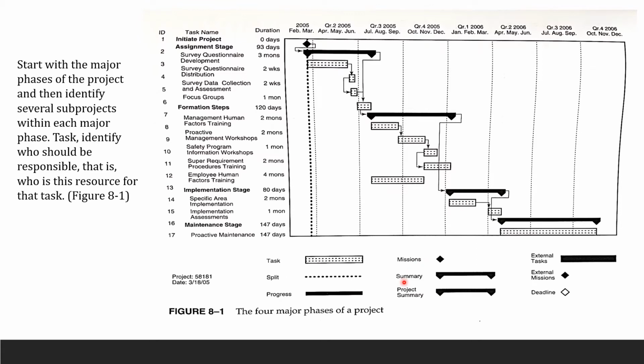Okay, we're breaking down the project into 4 major phases, right? So you start with the major phases of the project, and then you identify several sub-projects. Same thing: major project, sub-project, goal, objective, direction, process. With each major phase, your task is to identify who should be responsible, who's going to do what. So who is the resource for that task? Pair up their skills, their capabilities, their abilities, their talents. Then you look at the task and pair them up, yeah?